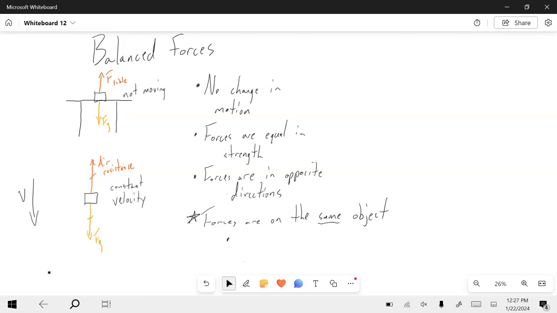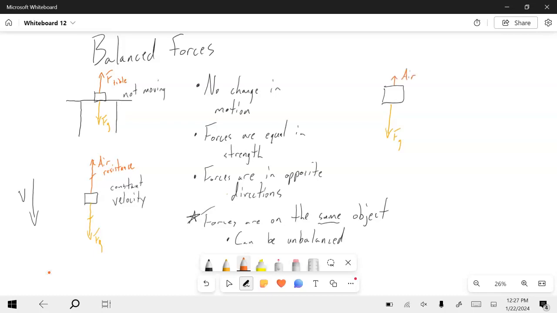Okay. Now, when we think about forces that are on the same object, this also brings us to a good point. When forces are on the same object, they can be unbalanced. Okay, so if we had our gravity example where it's falling and we get a little bit of air resistance, okay, this would mean that it is speeding up. And I should indicate that it is moving downwards. Okay, so forces that are on the same object can be unbalanced.